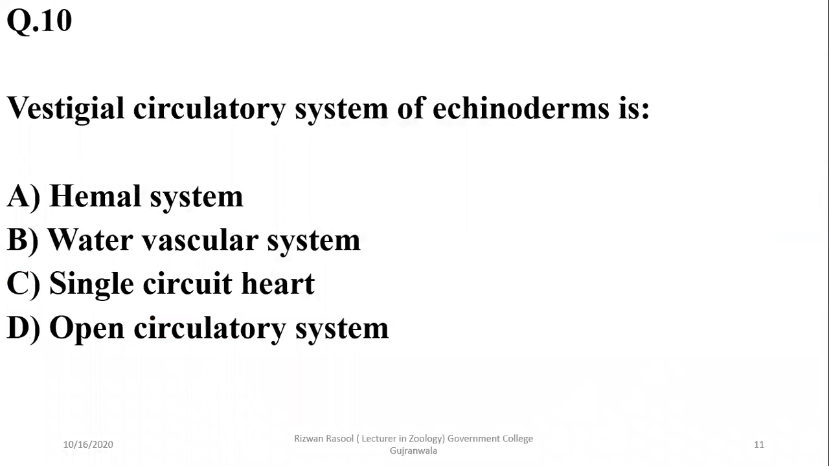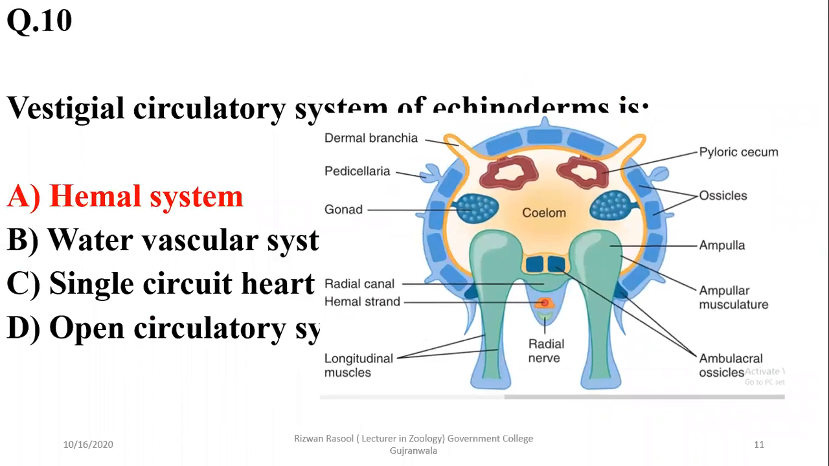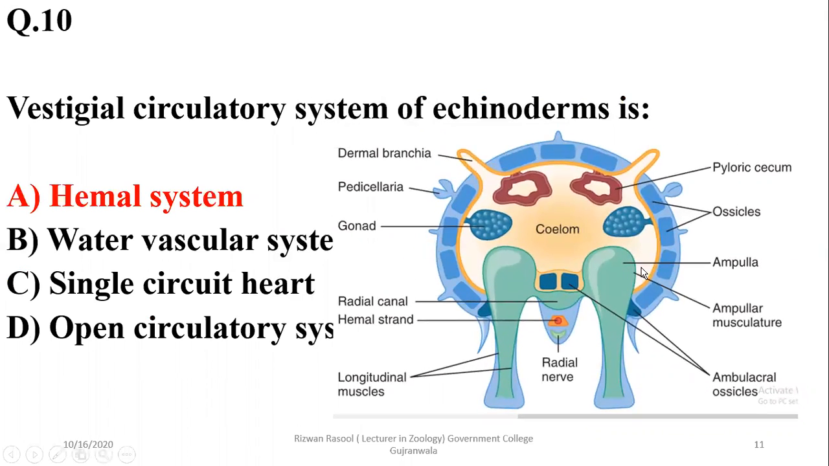Number 10. The vestigial circulatory system of echinoderms is the hemal system, and the water vascular system has the other functions. The hemal system contains the hemal strands or hemal portion on the lower side of the cross section of the arms, as you can observe over here. They do not have a single circulatory heart, open circulatory system, or other types of circulatory system. It is known as the hemal system.